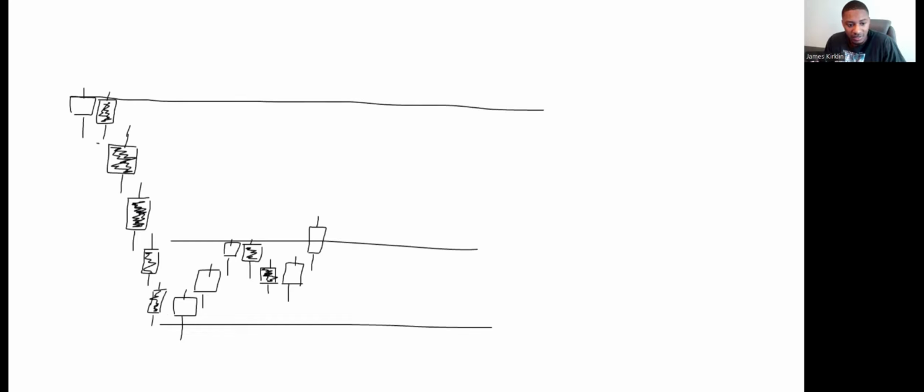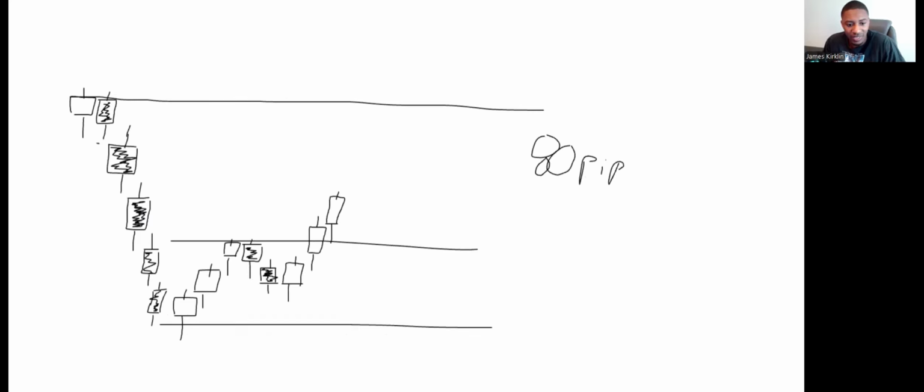This is the resistance. Say price broke above this resistance, we now have a candle that closed above. Next candle comes down, breaks this previous high, boom. Okay, so we'll just call this an 80 pip range. Cool. This is 80 pips.